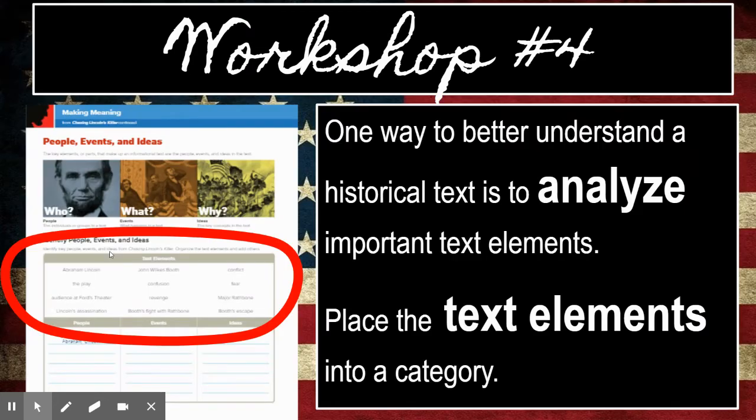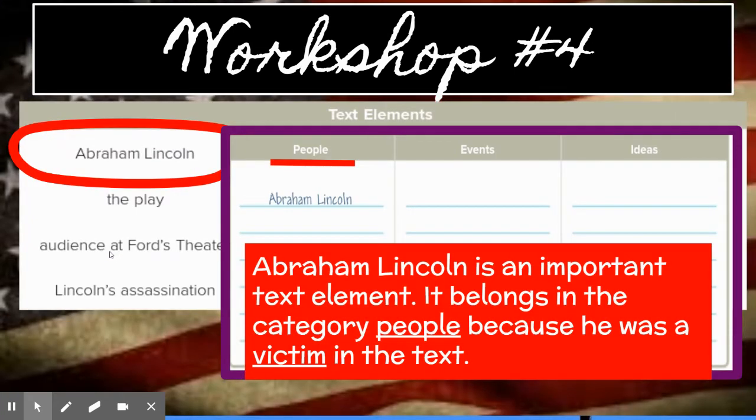So one way to better understand a historical text is to analyze important text elements. And what you're going to do is place the elements into the category. This slideshow is uploaded as a Pear Deck with some questions off to the side. You simply have to type in your answer, or draw something, or type in a number. So just pay attention to what the question is asking and put that answer in. For instance, Abraham Lincoln is an important text element because it belongs in the category of people, because he was the victim in the text. So people are very important to any type of article or story.